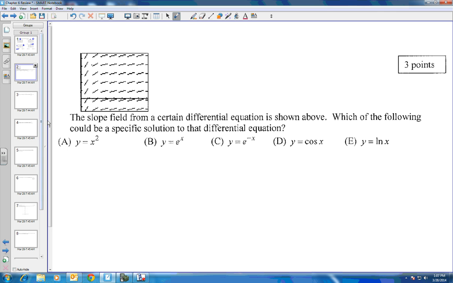Number 2, the slope field from a certain differential equation is shown above. Which of the following could be a specific solution to that differential equation? So what do you think? A, B, C, D, or E? It is E. And if you're not for sure, you would need to kind of plug these in, try to adjust the window. It just has to follow kind of the general shape. Yes, you can use your calculator on the test.